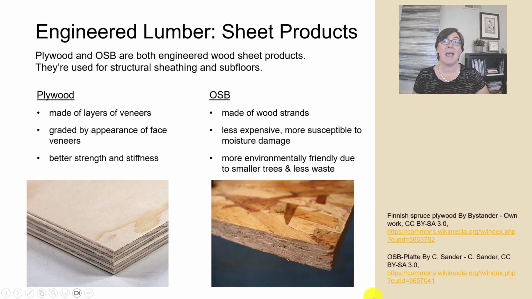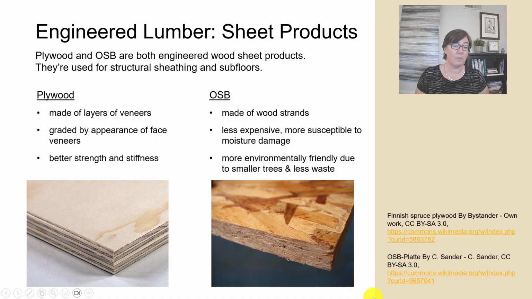Next, let's look at some engineered lumber, starting with the sheet products. So engineered lumber or engineered wood products have additional work done to the wood, all right, in between the forest, basically, and your house. All right, so they're not just lumber. They've had more processing. Okay? And plywood and OSB are some really common engineered wood sheet products. They're both used for structural sheathing and subfloors.